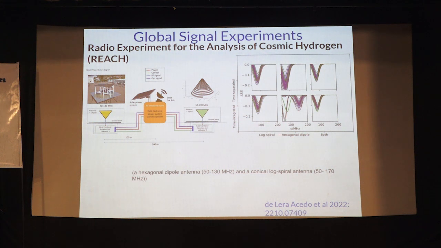So this is for the log spiral one antenna. This is the hexagonal dipole. If you combine both signals, this is a simulated result. Still, the data will come and they will publish later. But from the simulations, you can constrain the reionization history more using this simultaneous measurement.